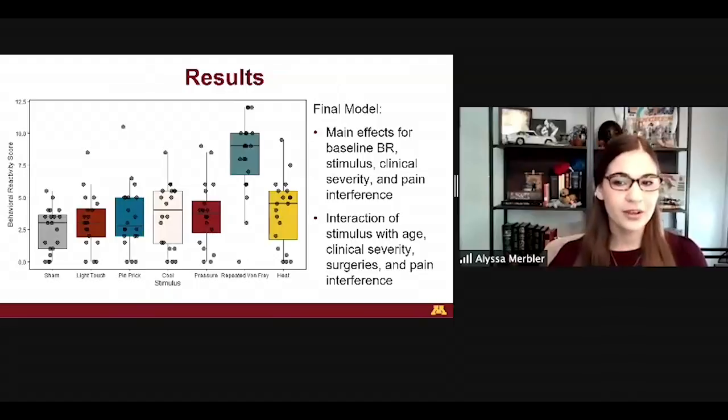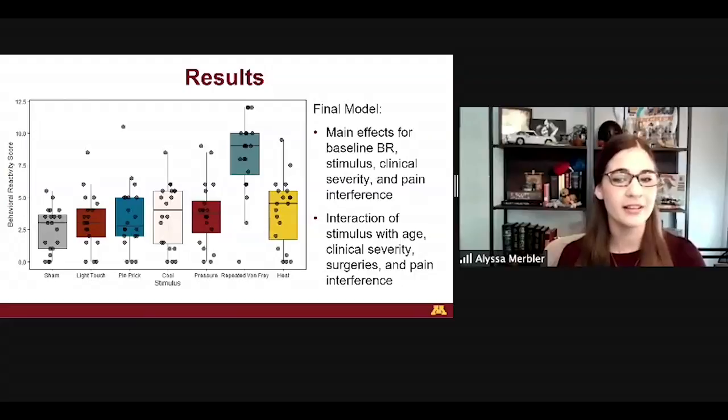So these are raw scores at time 1. Reactivity is on the Y, and the stimuli are across on the X. Each dot represents an individual. Our overall takeaway is that for this sample, we do see reactivity in response to all of the stimuli. In the actual model, all stimuli except light touch were significantly higher than sham.